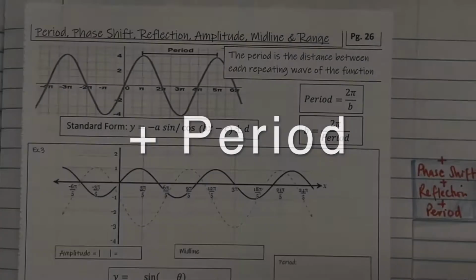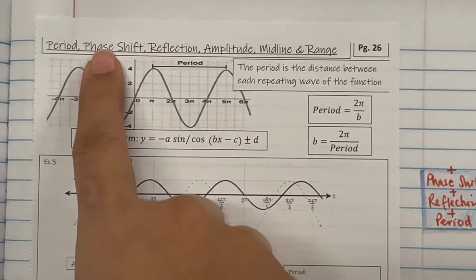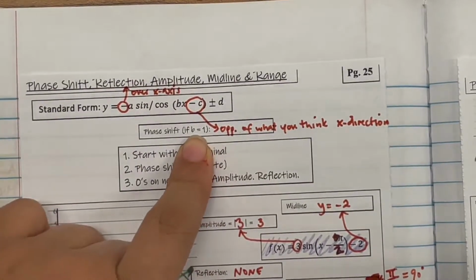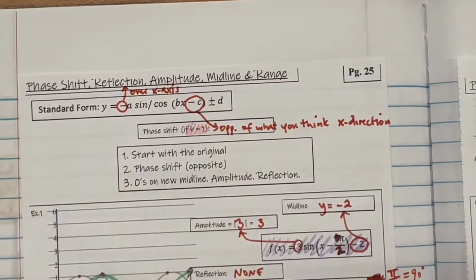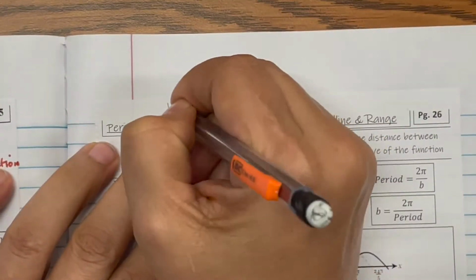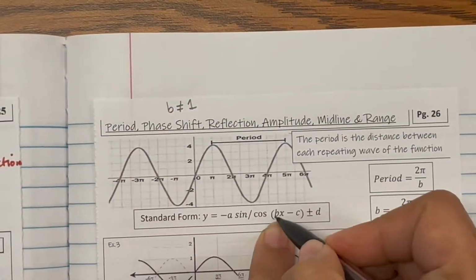So we're going to add on period. And what this means is what happens when b is not equal to 1. So remember, we did questions where b was equal to 1, right? So what happens to the phase shifting when b is not equal to 1? And that's what we're going to take a look at.